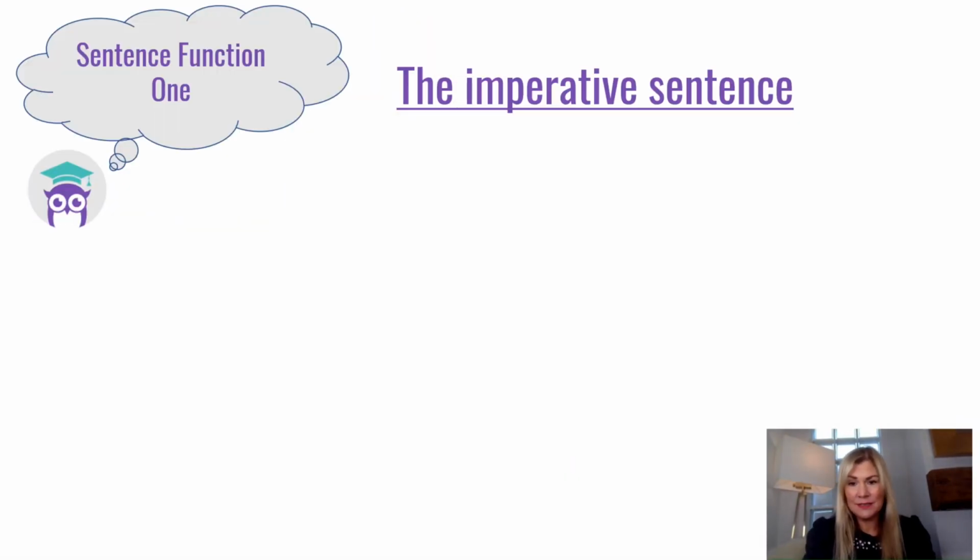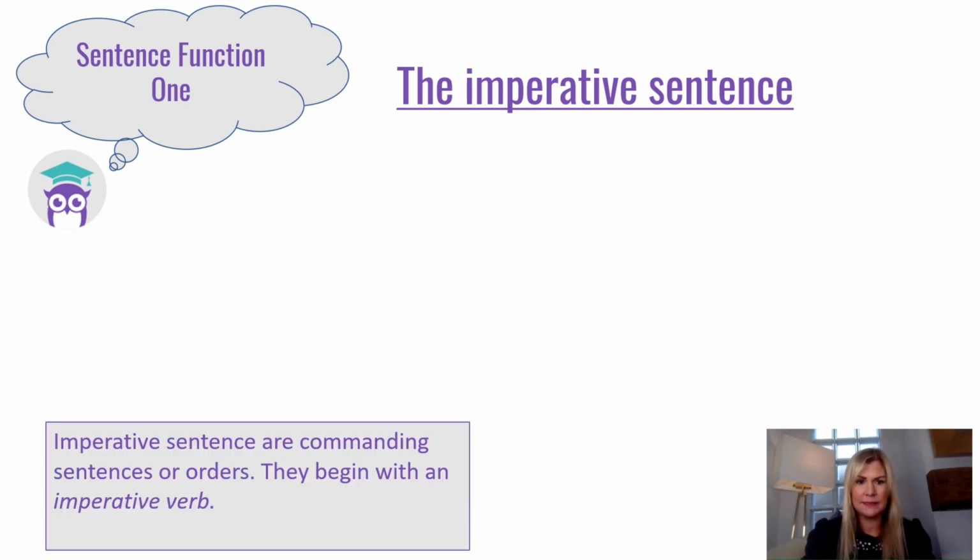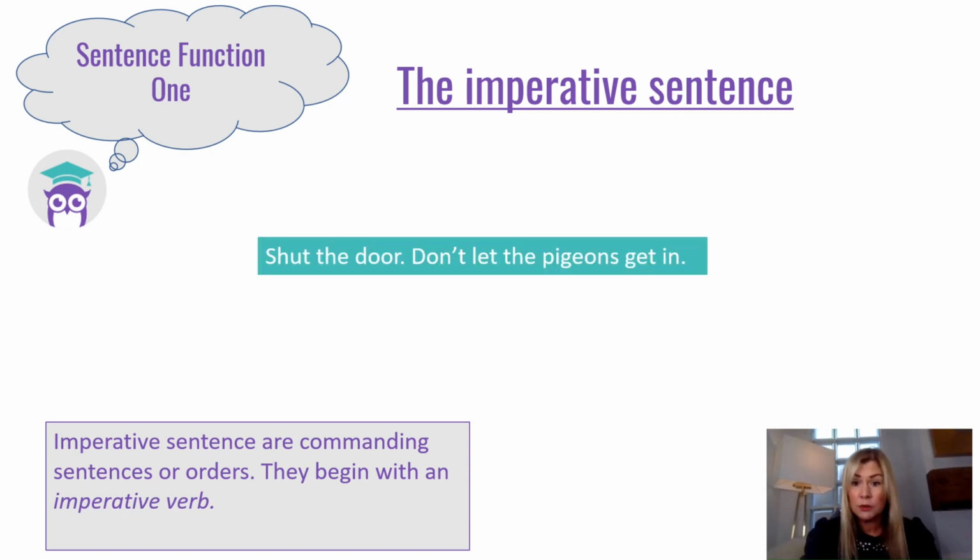So the first sentence function that we're going to talk about is the imperative sentence. Imperative sentences are commanding sentences or sentences that deliver direct orders. And in order for it to be qualified as an imperative sentence, it needs to have an imperative verb. So let's have a little look at a couple of examples. The first one, shut the door. Let the pigeons in.